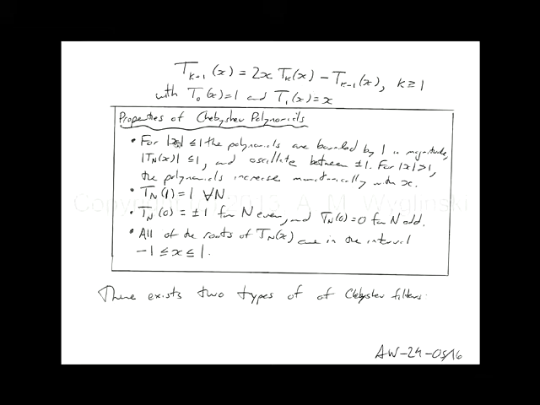Let's say x, the input, is less than or equal to 1 in magnitude. Then the nth order Chebyshev polynomial is bounded by 1 and oscillates between plus and minus 1. When x is greater than 1, it increases monotonically with x. We also know that the nth order Chebyshev polynomial of 1 is equal to 1 for all orders, and at 0, it is plus or minus 1 for n even and 0 for n odd. Last but not least, the roots are located in the interval of minus 1 to 1.